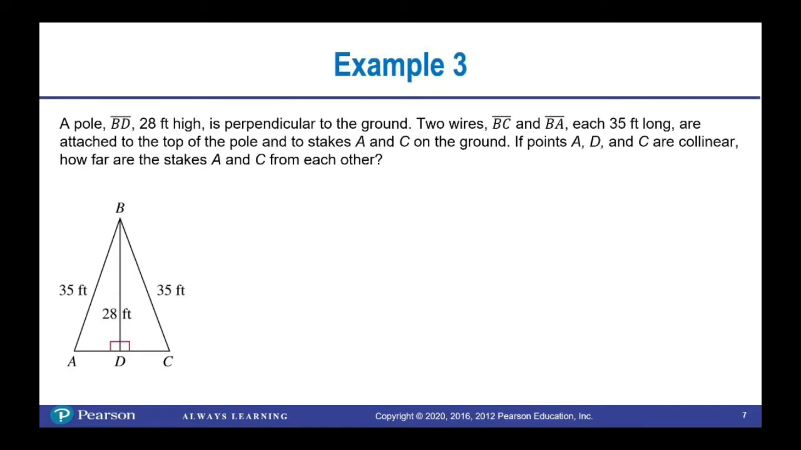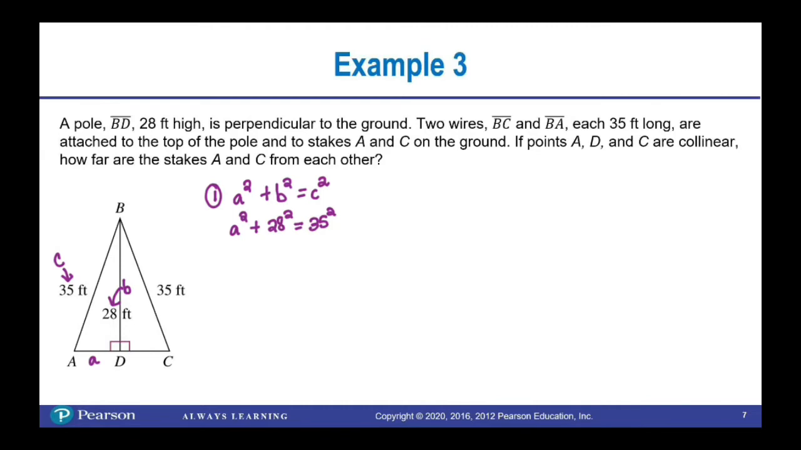I notice I have a right triangle, so I can use the Pythagorean Theorem: a squared plus b squared equals c squared. I'm going to let a be the length from A to D. b would be the other leg of the triangle, which is 28 feet, and c, the hypotenuse, is 35 feet long.